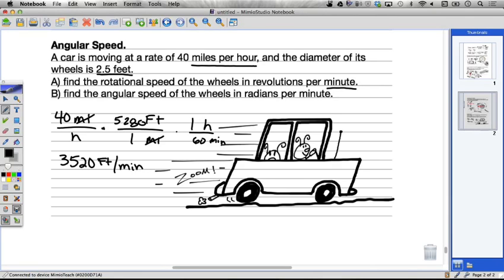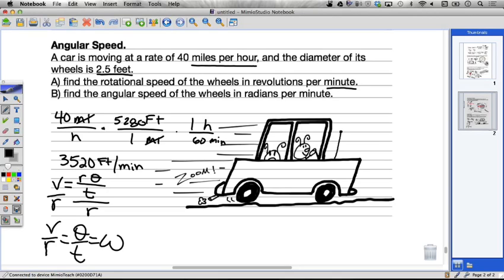The only thing I did was convert the velocity, 40 miles per hour: how many feet per minute is he traveling? I haven't done the problem yet. Find the rotational speed. The last part is find the angular speed of the wheels in radians per minute. Sometimes it's easier to find B first and then go back and find A. Linear speed is V equals radius times theta divided by time. Well, I want this part, so if we divide both sides by r, V over r equals theta over time.